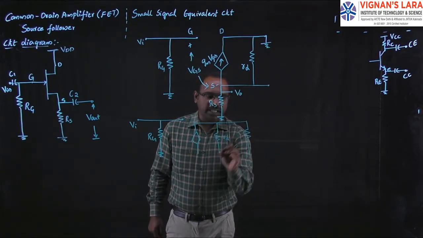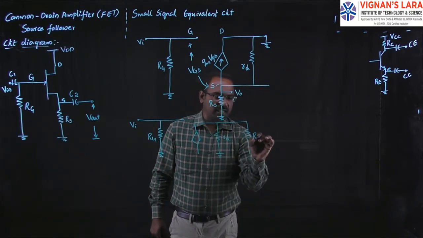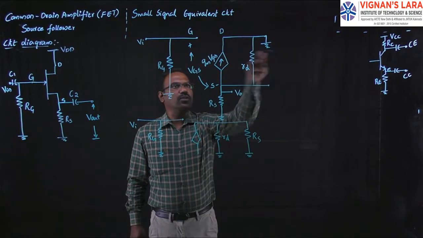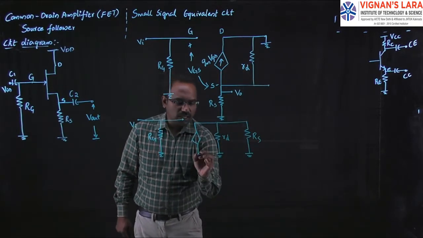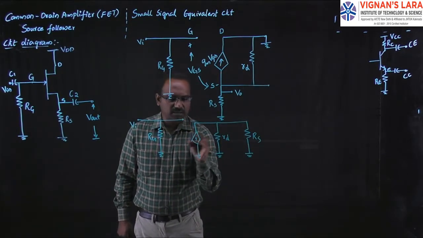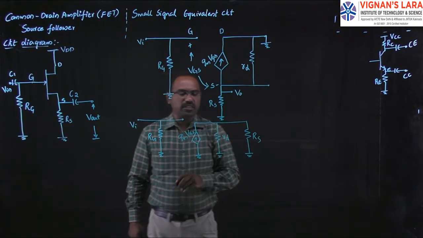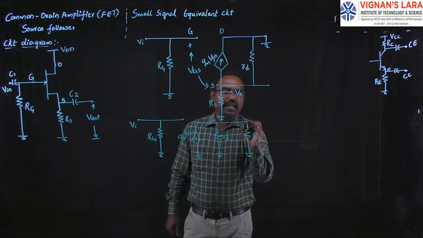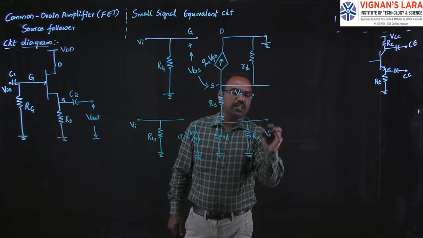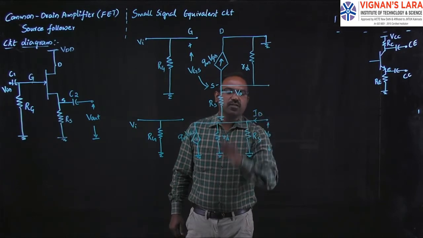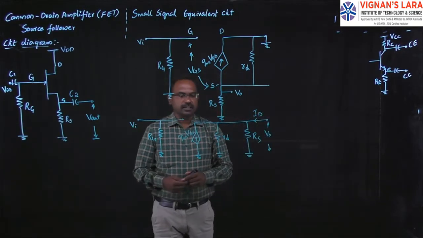So RD, I am grounding like this. This is RS, I am making ground like this. Here, this is also grounded. So I am grounding like this. This is the current source gmVGS. And across RS, the output V0 is taken. So the current which is flowing here is ID.